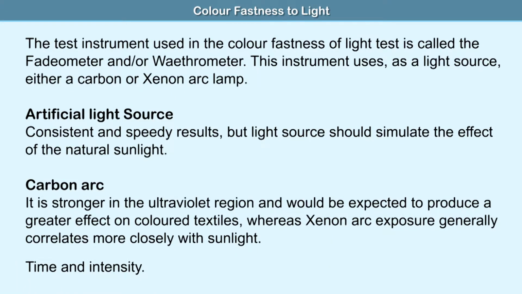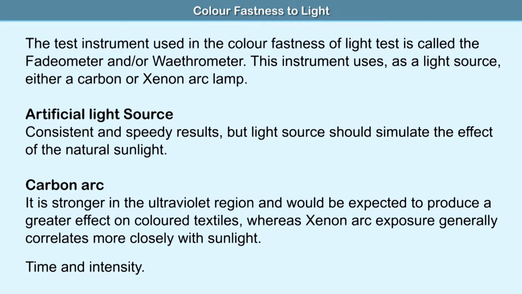Color fastness to light. The test instrument used in the color fastness to light test is called the fadeometer or weatherometer. The instrument uses as a light source either a carbon or xenon arc lamp. Artificial light source: consistent and speedy results, but the light source should simulate the effect of natural sunlight.